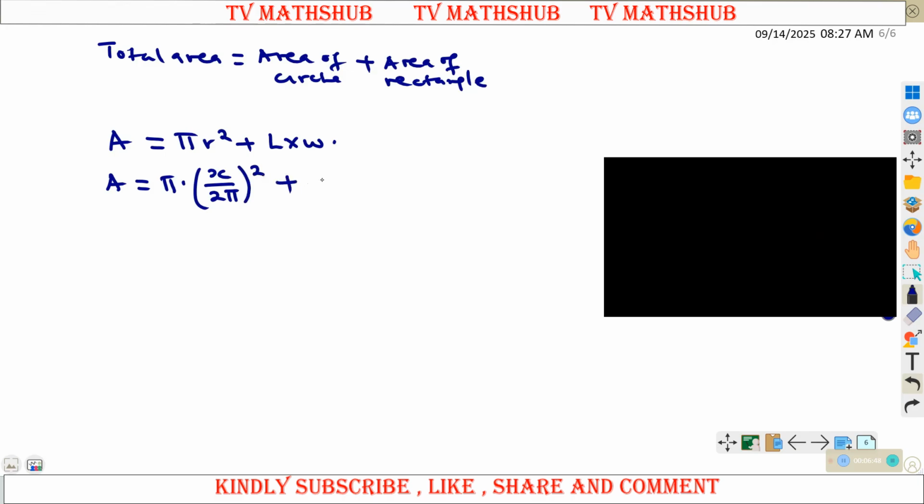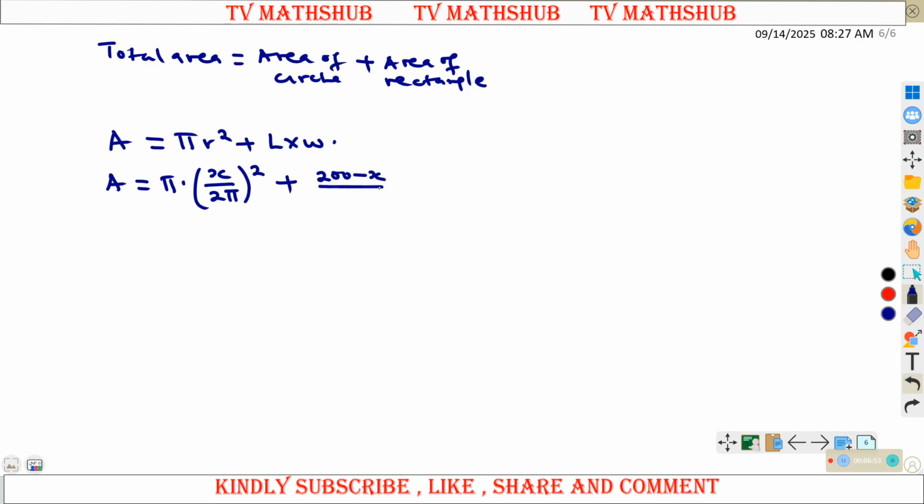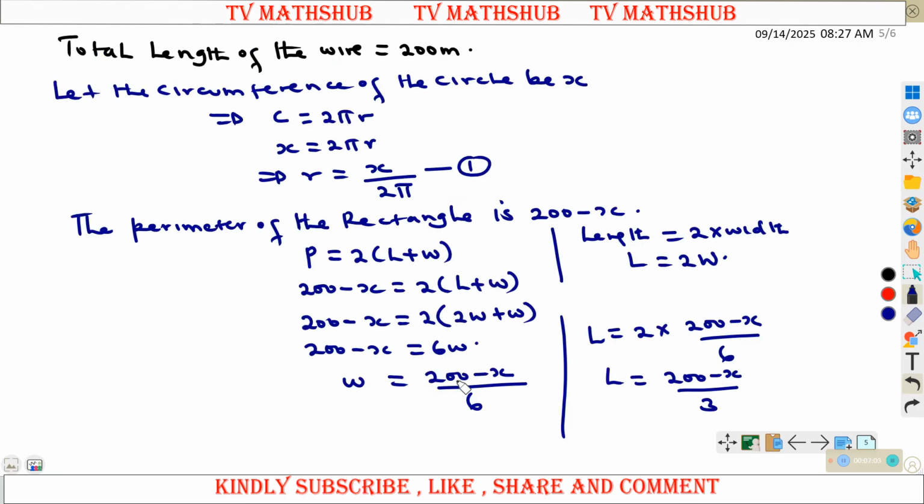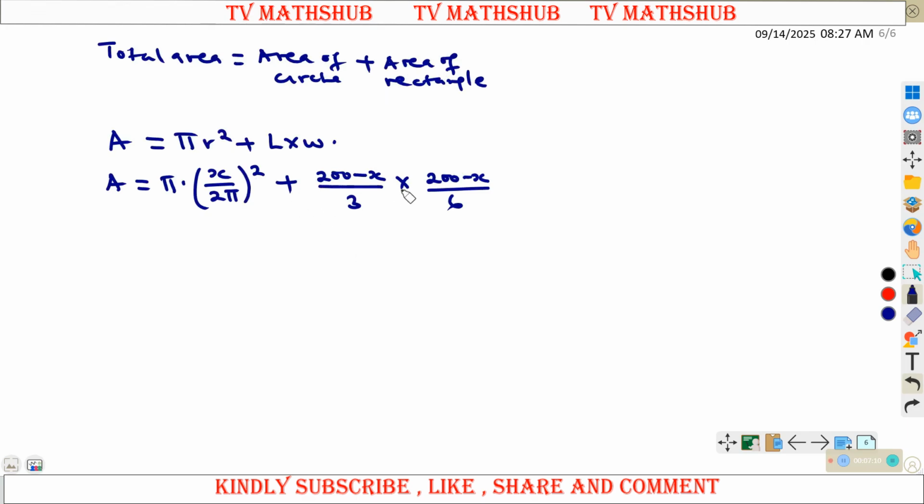Plus length, we have got it as (200 minus x) divided by 3, and width, we have got it as (200 minus x) divided by 6. So we have got that from here. So we have our width as this, our length as that. So substituting for the two, we shall have this. So let us try to simplify this.